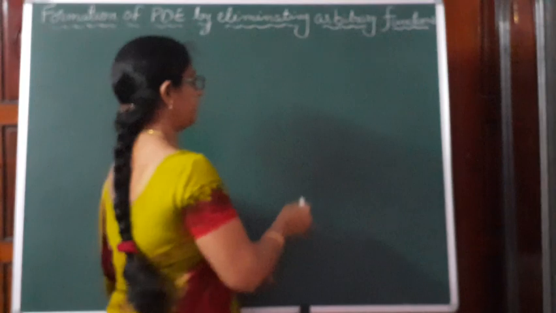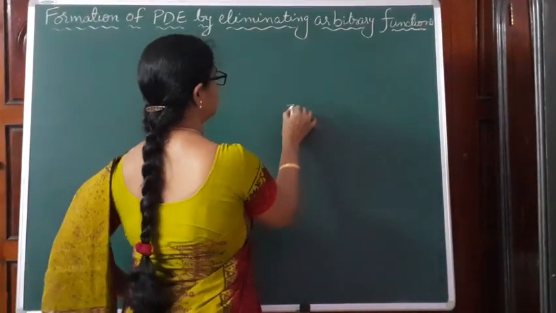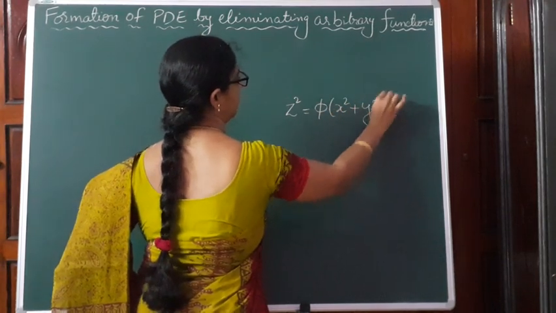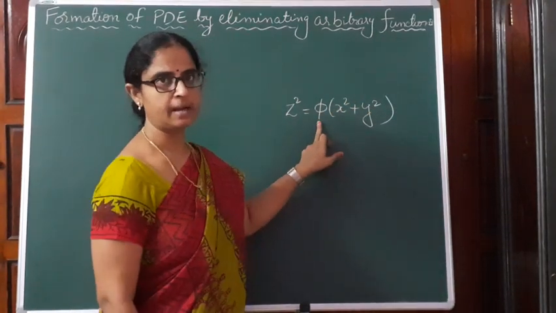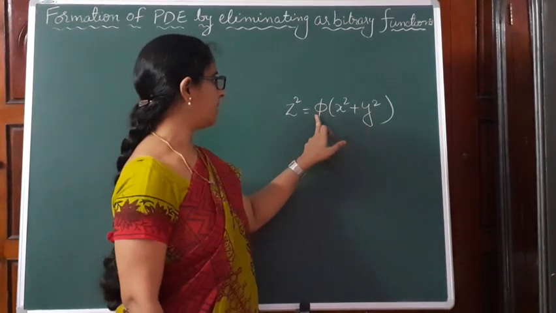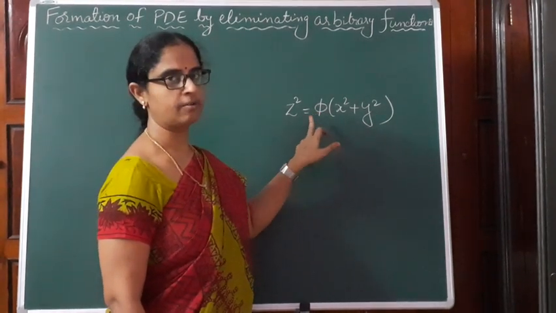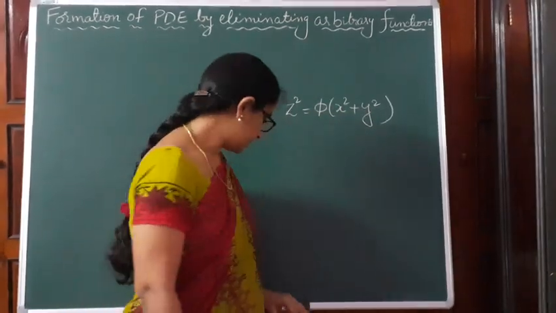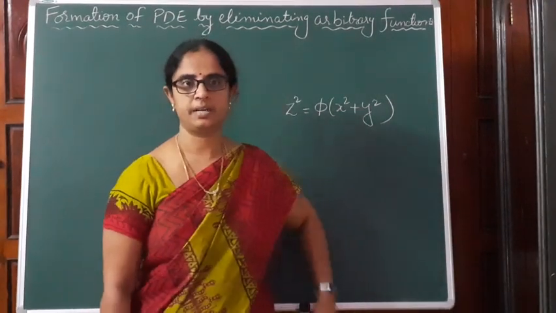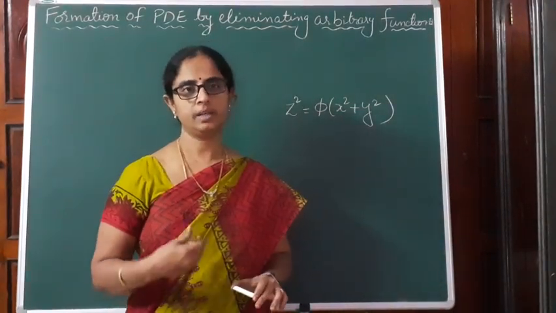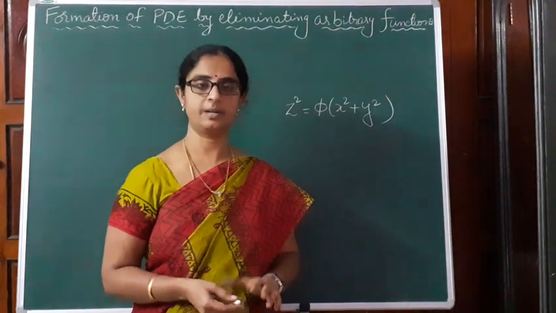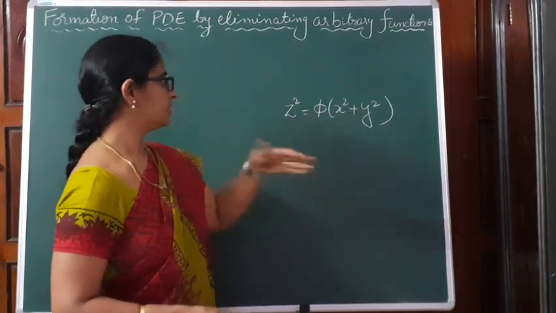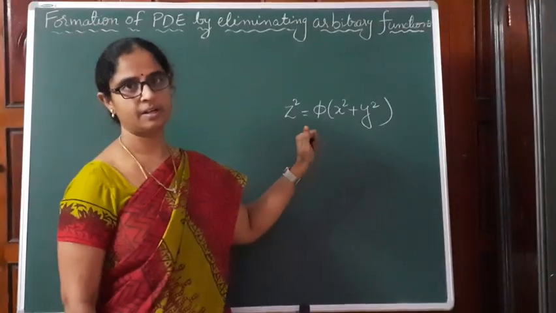So, for example, if we have an equation like z square is equal to some phi of x square plus y square, in this case, phi is said to be an arbitrary function. Now, by eliminating this arbitrary function, we can form a partial differential equation. If there is only one arbitrary function, then we get a first order partial differential equation. If there are two or more arbitrary functions, then we may get a higher order partial differential equation. So the procedure is the same as in the elimination of arbitrary constants.